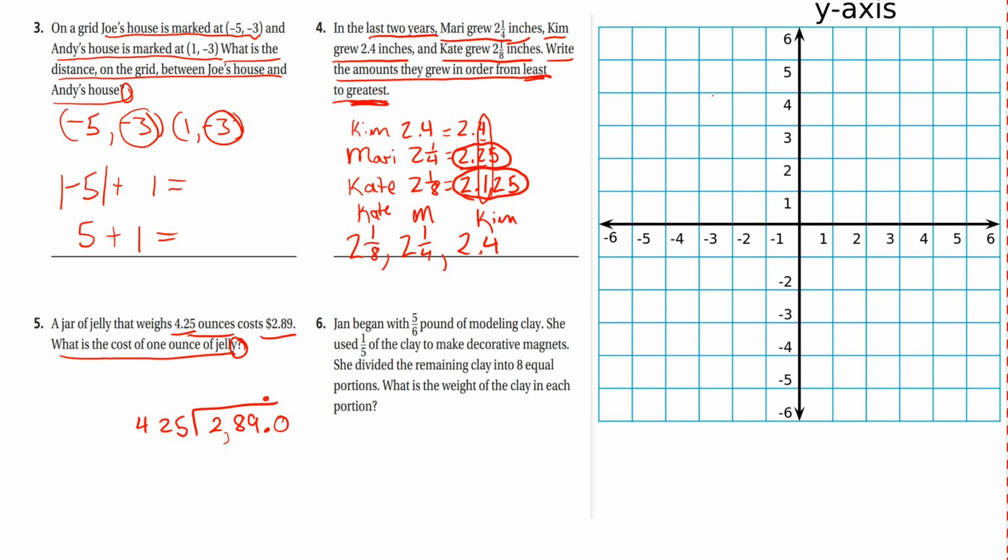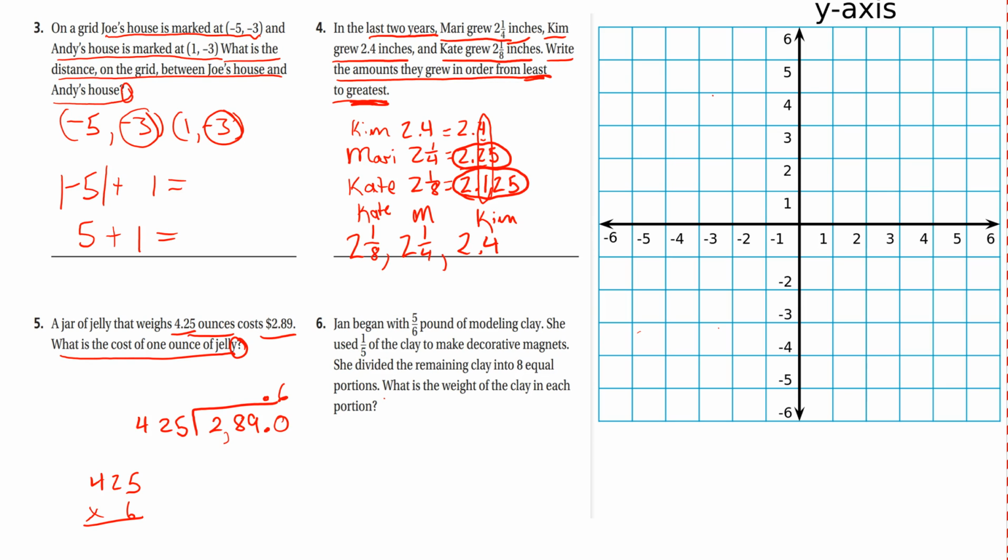So this is about 400 into 2,890. So if we're counting by 400, 400, 800, 1,200, 1,600, 2,000, 2,400. It's going to go in about 6 or 7 times. I'm going to start with 6, and then I'm going to let you do 425 times 6 and see what that gets you. See if it's going to be 6 or 7. I'll let you finish out this division.